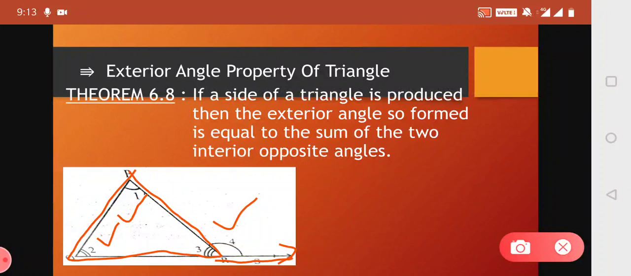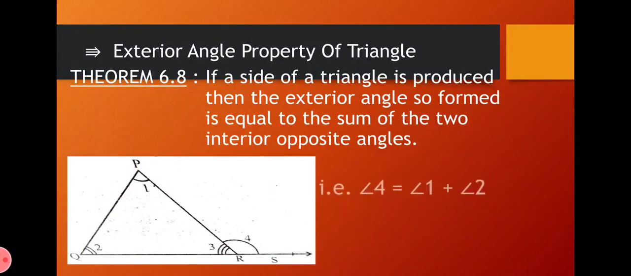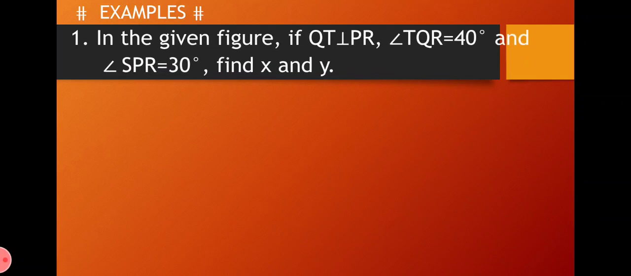So according to the statement, the property we can write it as angle 4, which is given as exterior angle of the given triangle PQR, equal to angle 1 plus angle 2, which are the opposite interior angles. Now let's see some examples on these two properties. Example number 1.